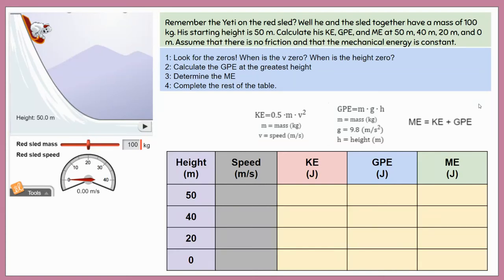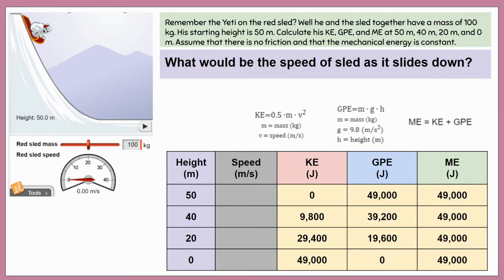Hi there. So here we are, and I'm sure by now you have been able to calculate the kinetic, the gravitational potential, and the mechanical energy of the Yeti on this sled. If you did that correctly, you should have gotten these numbers. Again, you're looking first for the zeros. The kinetic energy at the top of the hill is zero because he's not moving there. At the bottom, the potential energy is zero, and you go from there.